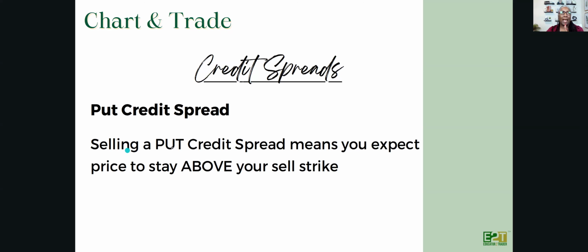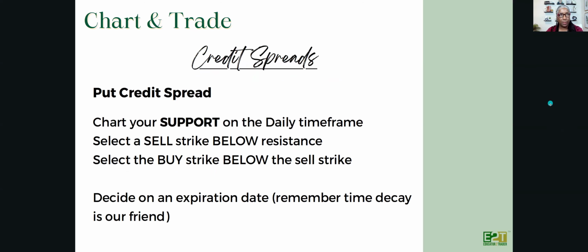When you're selling a put, this is a bullish move. You're expecting the price to go up or at least to stay flat, and you want the trade to end with price being above your sell strike. That's selling a put credit spread. Not buying a put, selling a put. Okay, you want to chart your support on the daily time frame. Select the sell strike below support, this should say, and select the buy strike below the sell strike.